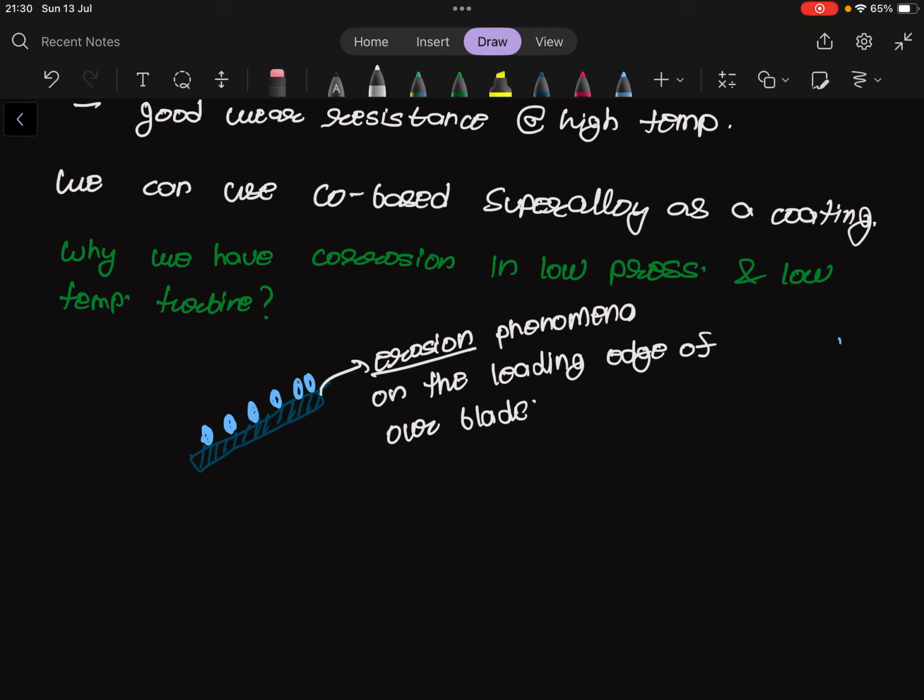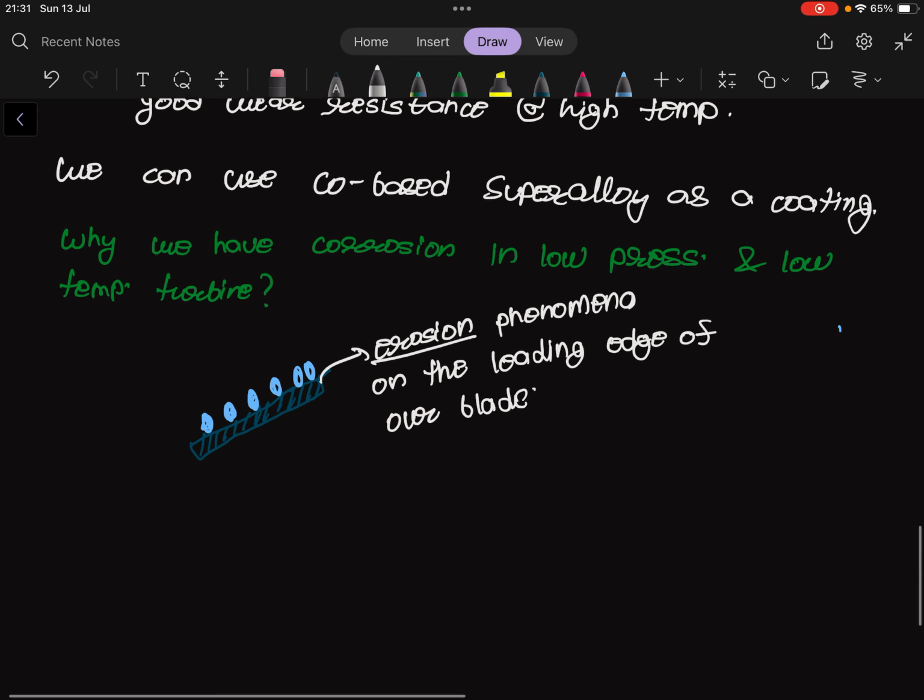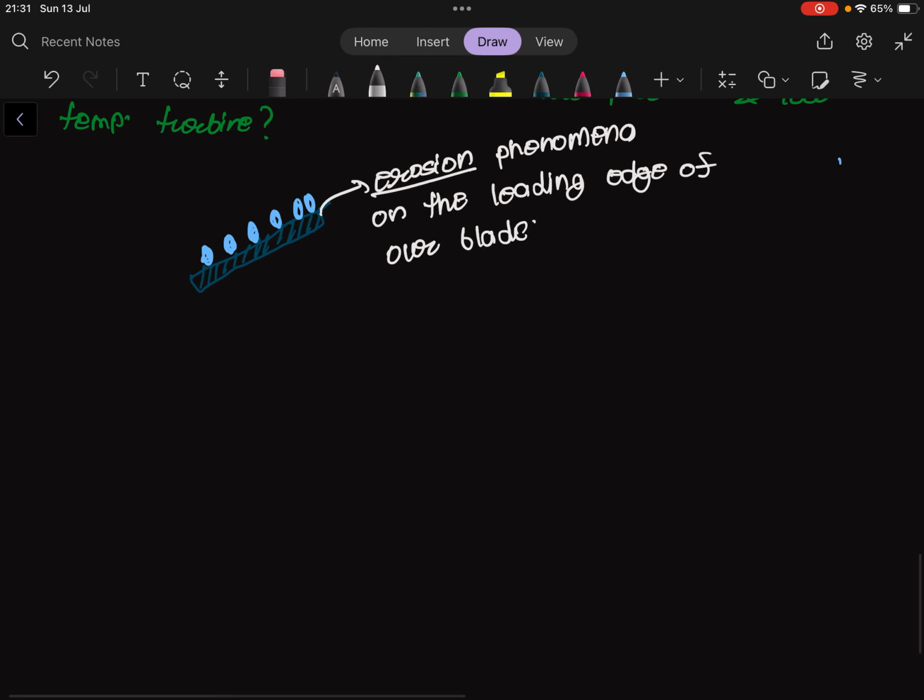So the idea here is to use laser cladding to protect the blade, and so let me draw the setup of the laser cladding process. The laser cladding process looks something like this. Let me draw properly.